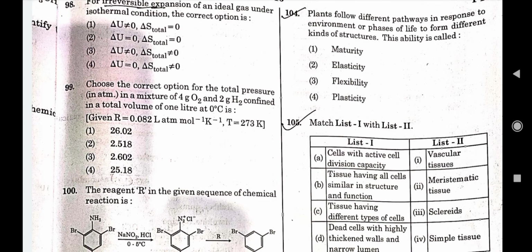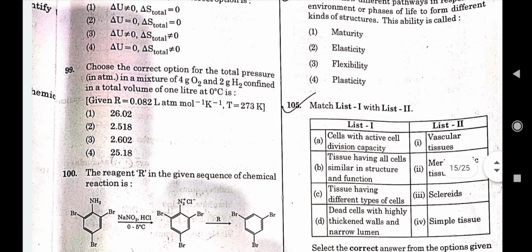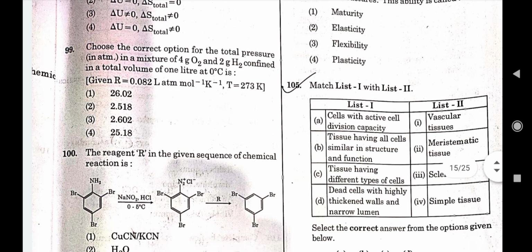Now moving on to question number 99. Choose the correct option for the total pressure in a mixture of 4 gram oxygen and 2 gram hydrogen confined in a total volume of 1 liter at 0 degrees Celsius is. Following data is given. The correct option of question number 99 is option 4, 25.18.